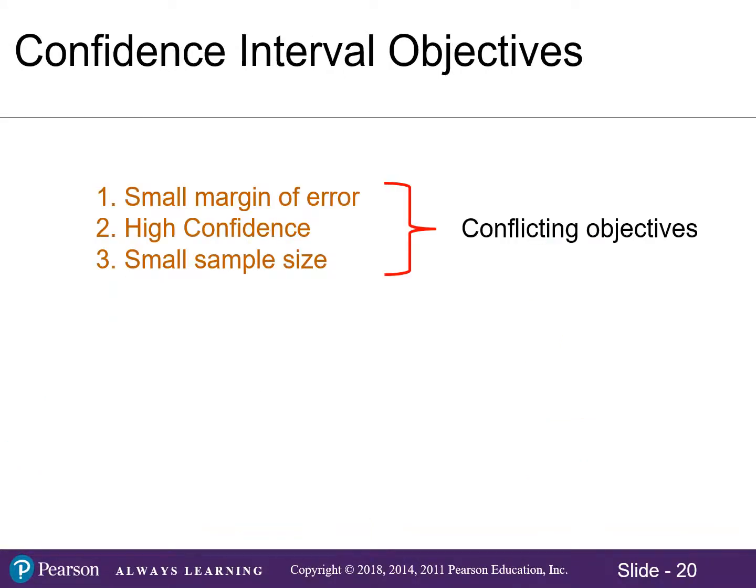All right, so conflicting objectives. Dun, dun, dun. I want a small margin of error, but I also want a high confidence. And I also want a small sample size because sampling fewer people is cheaper. But all of these affect my accuracy. So I have to be careful in balancing the 3 of them together. Good luck. It's a hard road to travel. Anyway.